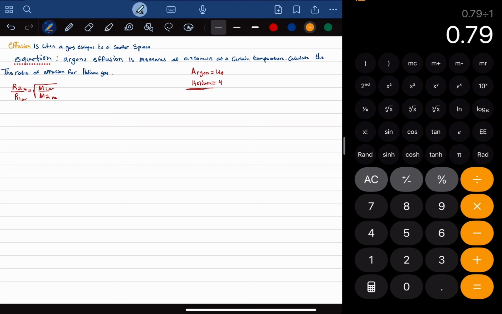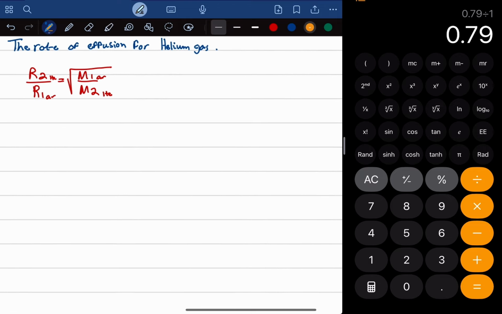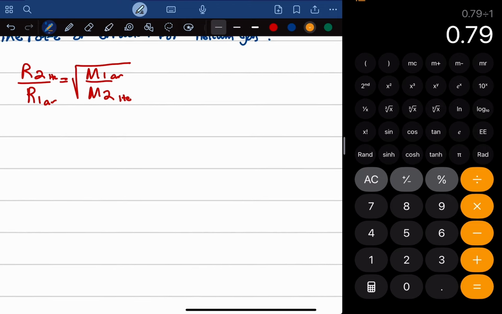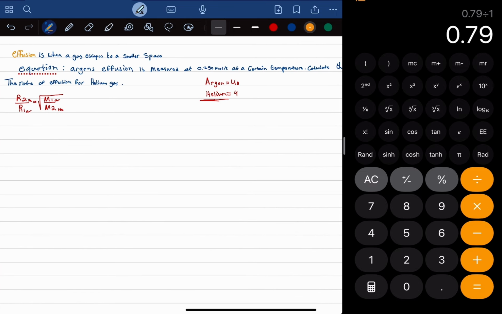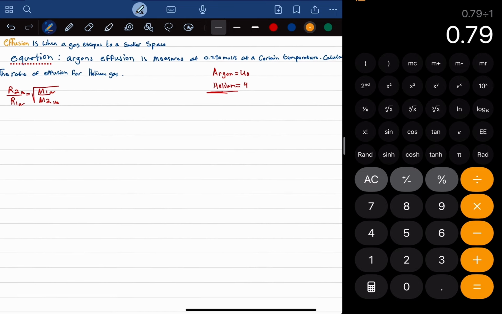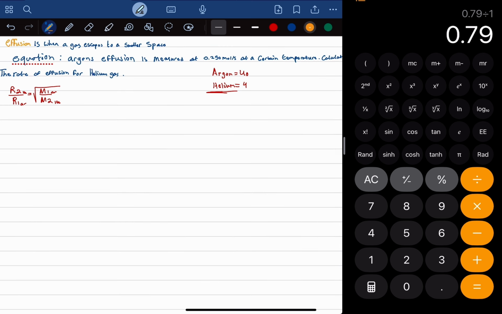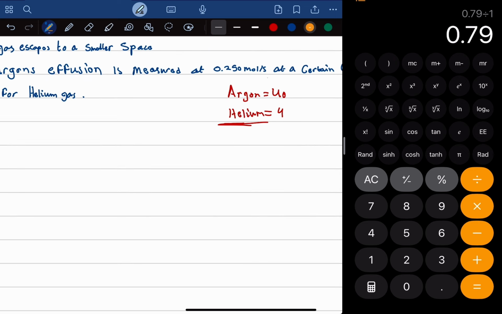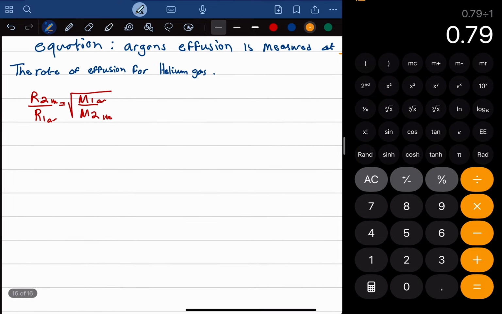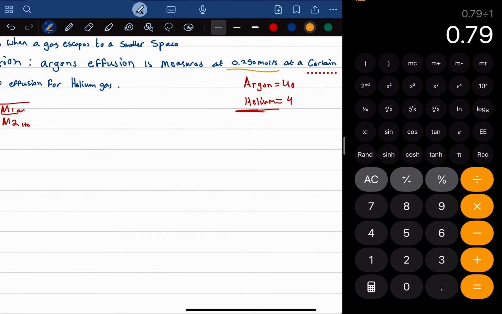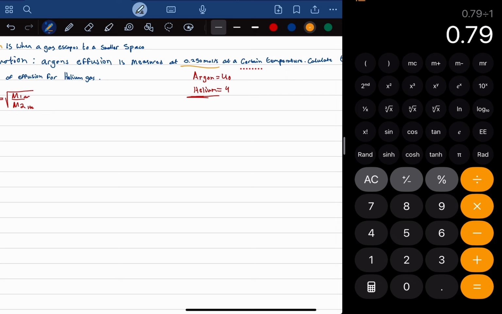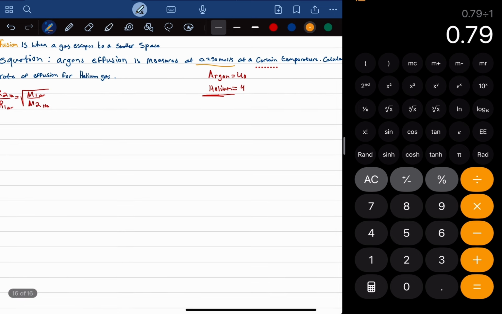Today we have Graham's law for effusion. Although this law looks a bit hard, it is rather simple and requires minimal steps. For the problem I'm going to pose, argon's effusion is measured at 0.250 moles per second at a certain temperature. Calculate the rate of effusion for helium gas. When I say it's measured at 0.250 moles per second, I mean the rate. So, how can we use simple information to finish the equation off?